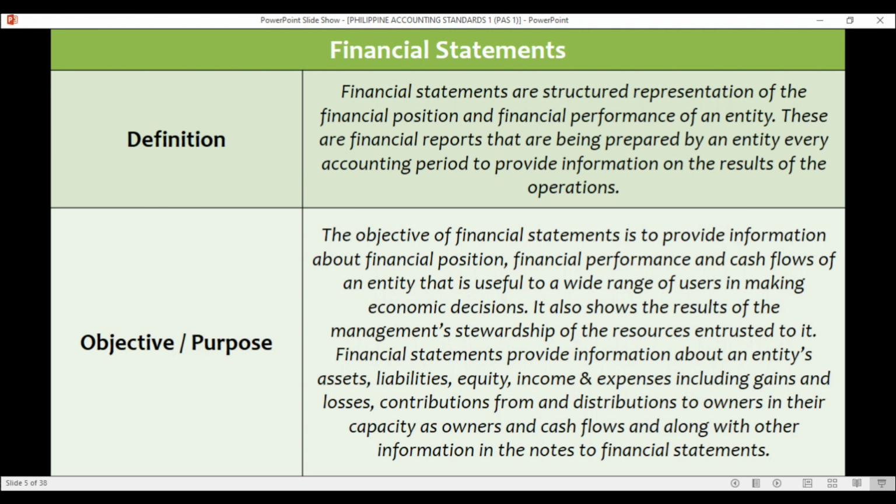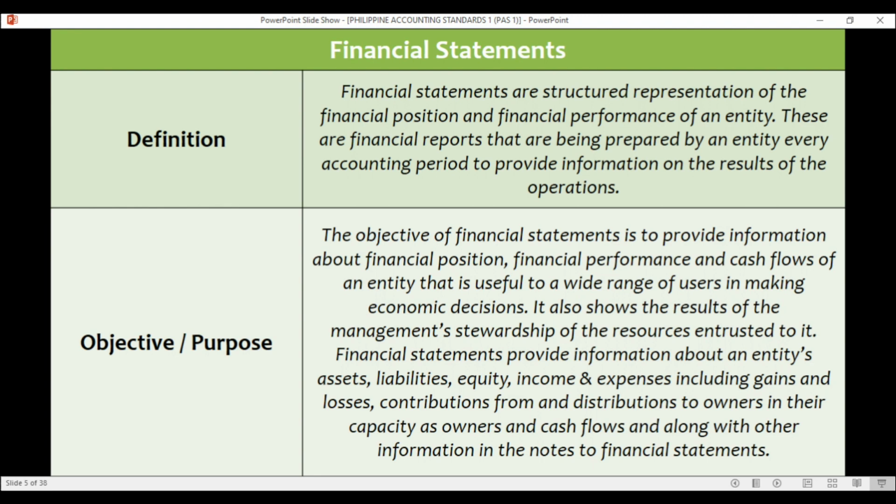Okay? Objective and purpose. The objective of financial statement is to provide information about financial position, financial performance, and cash flow of an entity. Okay? Meaning, it set out information. Okay? It provides information about the assets, liabilities, equity, income, and expenses, including gains and losses, contribution from and distribution to owners in their capacity as owners, and cash flows of an entity.